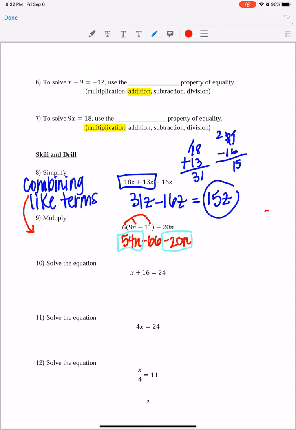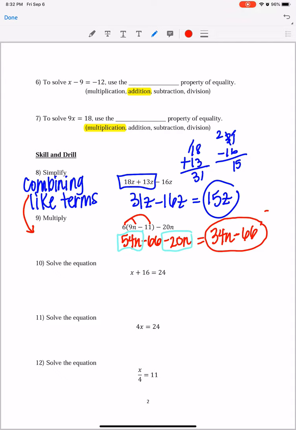So 54 minus 20 gives me 34n. And then just bring over your negative 66. Now be careful here because you cannot do anything else. This is my final answer. These are not like terms. This one has an n. This one does not have an n. So don't combine those. That is as much as we can do on that problem.